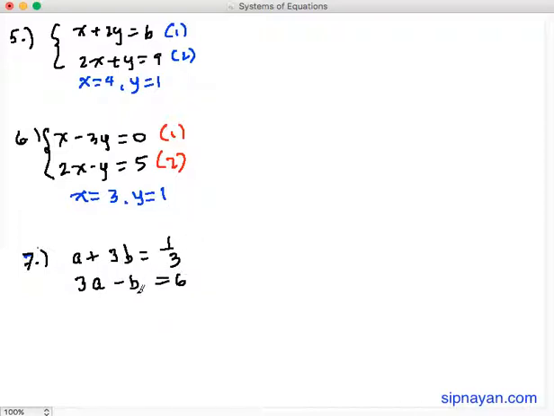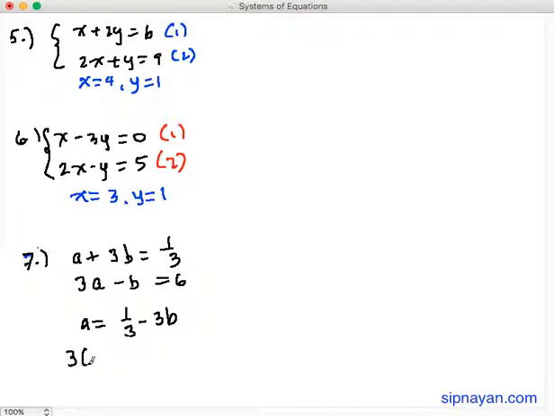Pwede na nating i-substitute yung a equals 1/3 minus 3b. Anyway, we just do this with the first equation. From the first equation we have a equals 1/3 minus 3b. Nag-minus tayo ng 3b on both sides, mawawala to. So ito na yun, and then we substitute here.